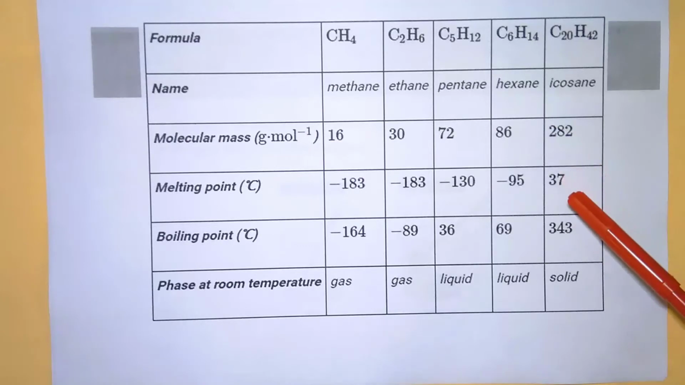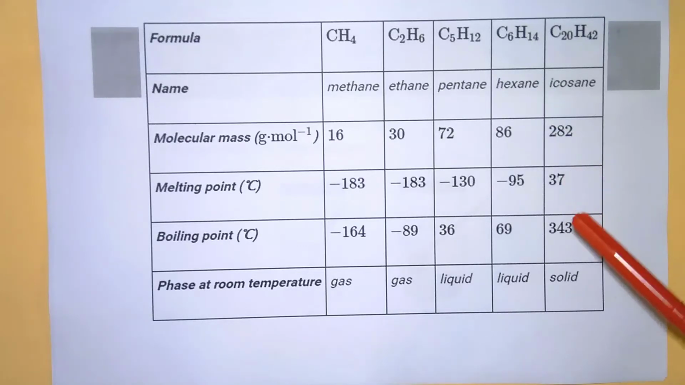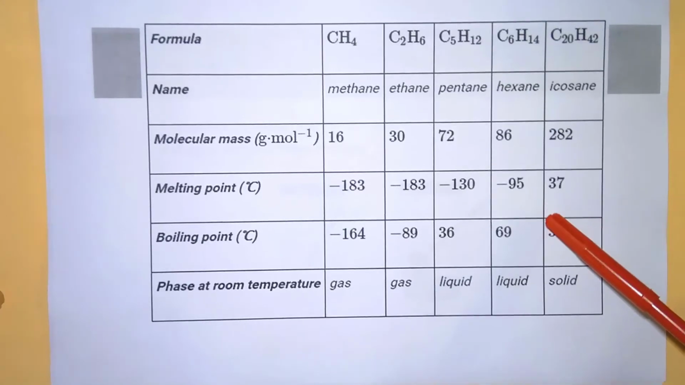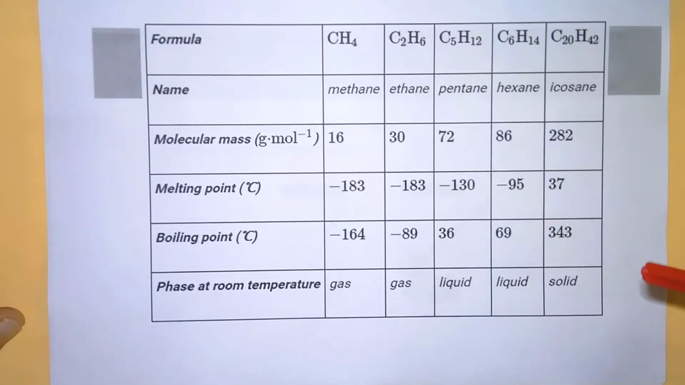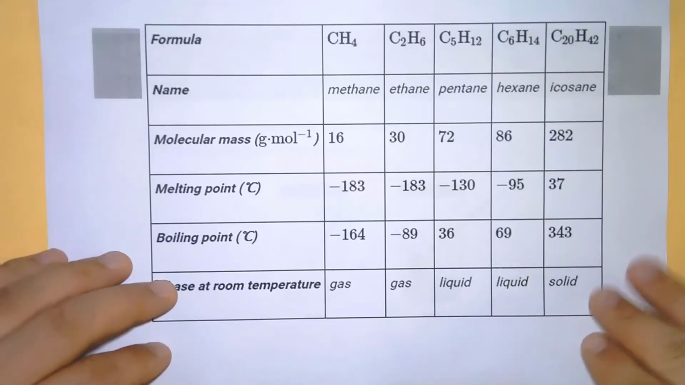And in grade 10, you learned that temperature is a measure of average kinetic energy. So it's very, very important to remember that as the melting and boiling point of a substance or a molecule gets higher, it means more energy is required to actually break the bonds between the molecules and to allow it to undergo a phase change.